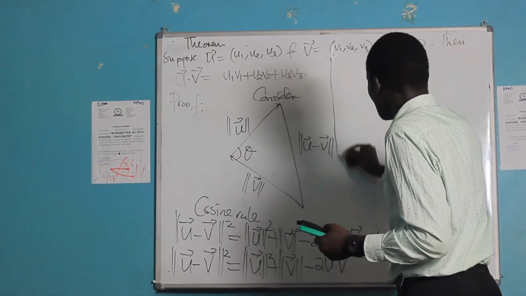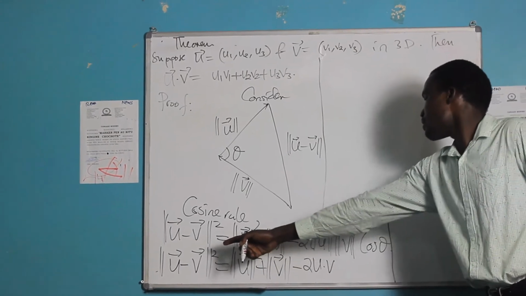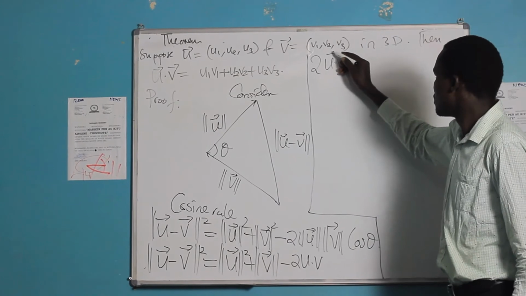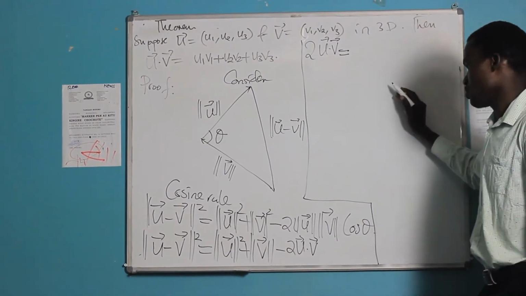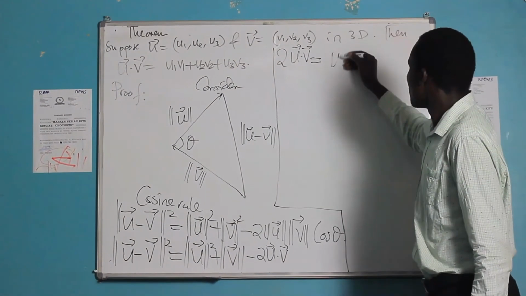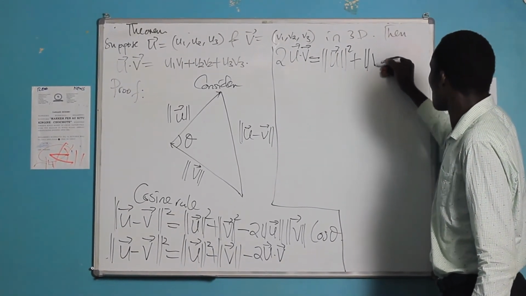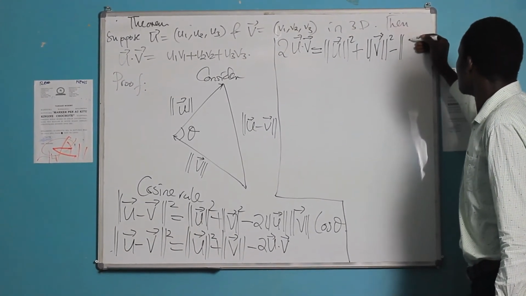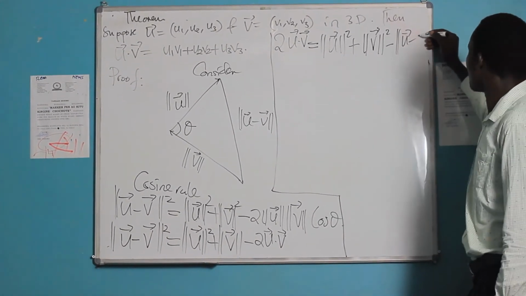So let's continue this side here. Taking this one to the other side, we get 2 u dot v. These are two vectors, the dot of two vectors. And then take this one to the other side. We get the norm of u squared plus the norm of v squared minus the square of the difference, or the distance, between vector u and vector v.